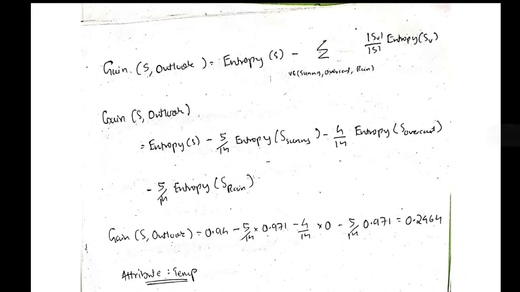Finally, you'll be inserting these values in the gain formula, S comma temp, just as we did for S comma outlook, right? So we'll be getting S comma temp here also. We'll be inserting the entropy, which will be the same 0.94, and the values: how many values there are for hot, how many for mild, how many for cool. Each of these I'll be inserting.